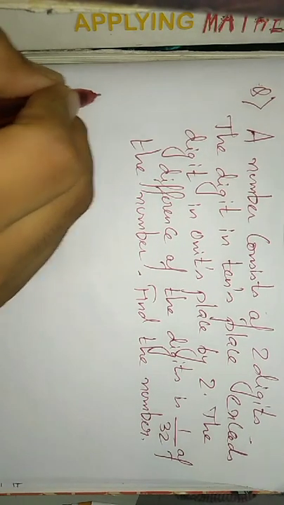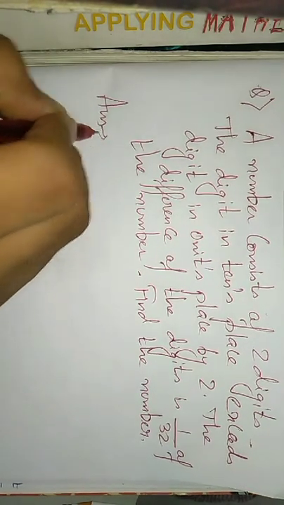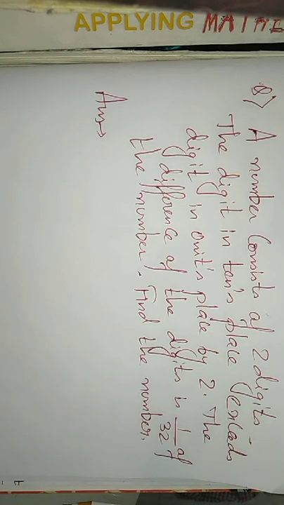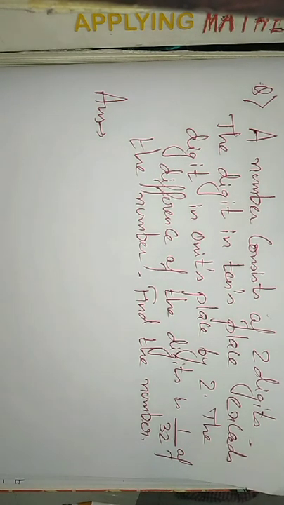So according to the guideline, we need to read this question first. A number is there which consists of two digits, right? The digit in tens place exceeds the digit in units place by 2. Exceeds means greater than.